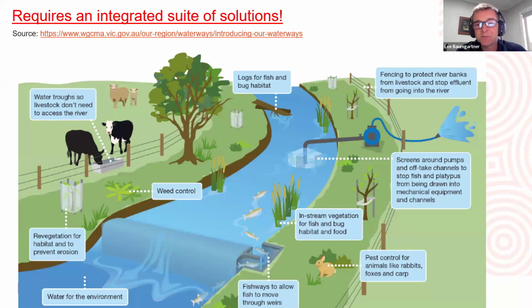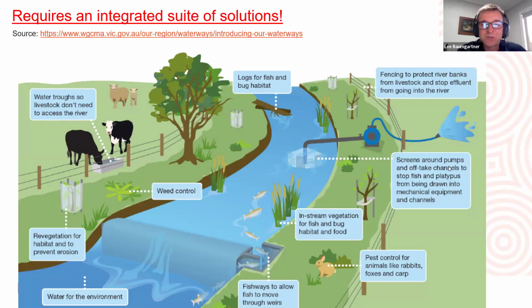And they can be as simple as screening irrigation pumps, building fish ladders on dams and weirs, making sure you have good habitat in the river, making sure your riparian zones are protected, all sorts of things which, if you integrate them together, can create better outcomes than you would have if you didn't implement those. And so the topic of some of our later speakers tonight, we'll explore those in more detail.